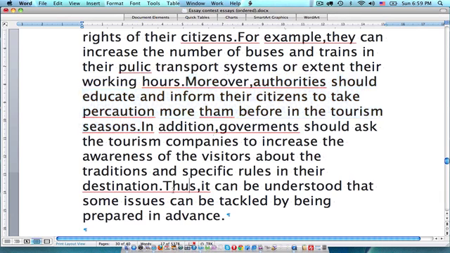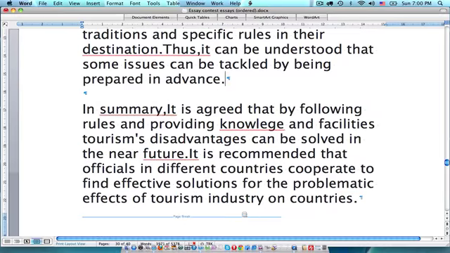Okay, your conclusion sentence is, thus it can be understood that some issues can be tackled by being prepared in advance. Okay, so, I mean, what issues are we talking about? Anyway, you need a clearer link back to the subject of the essay. Again, please watch your capitals here.